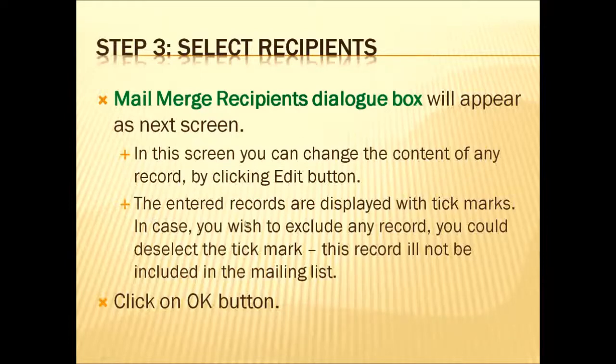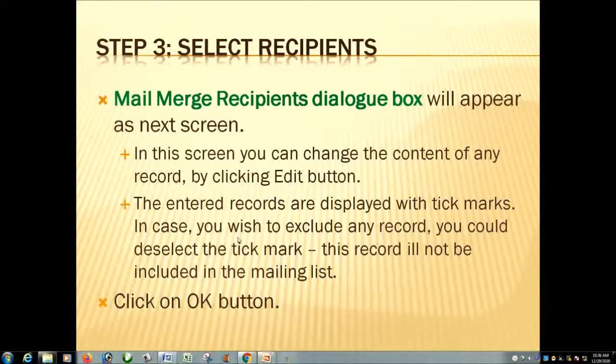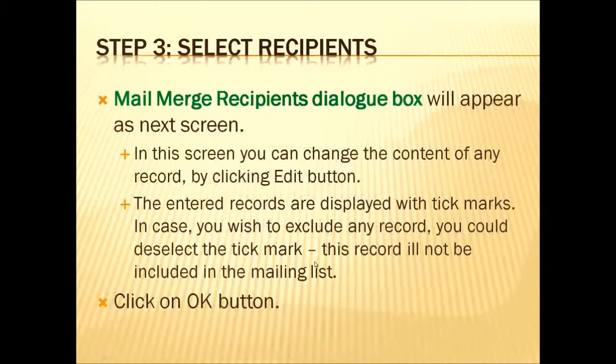The entered records are displayed with tick marks. In case you wish to exclude any record, you can deselect the tick mark. If you don't need any of those records, you can deselect them by clicking again on the tick mark. That record will not be included in the mailing list.